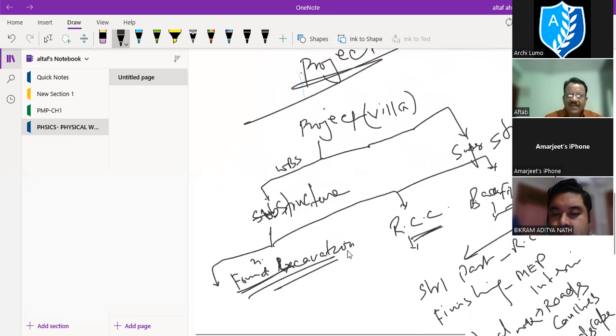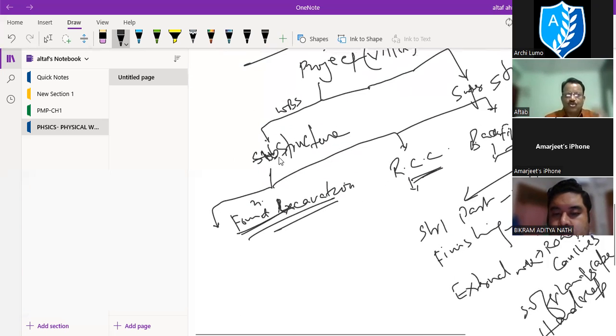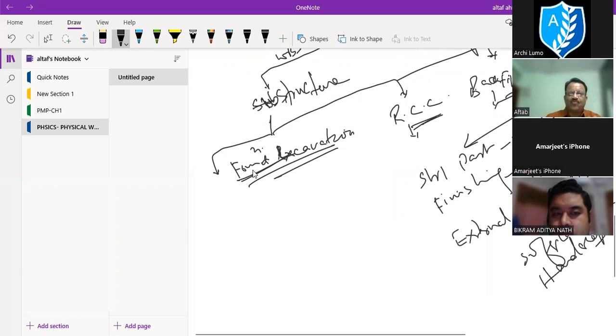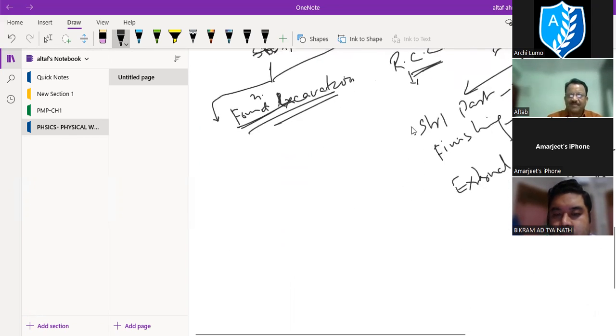So you can see that this villa project can be divided into substructure and superstructure, and the substructure can be divided into foundation, excavation, RCC, and backfilling. And again, the superstructure can be divided into a structural part, I mean the RCC part or maybe a steel part, and a finishing part. That finishing part may be MEP part, interior part, and external work. These three, we can divide into 1, 2, and 3 WBS. And the external part: roads, gullies, soft landscaping, hard landscaping.